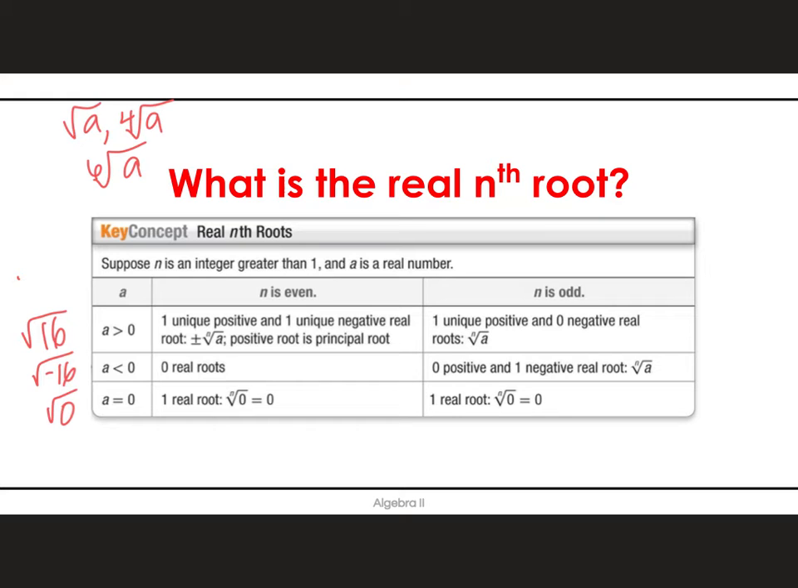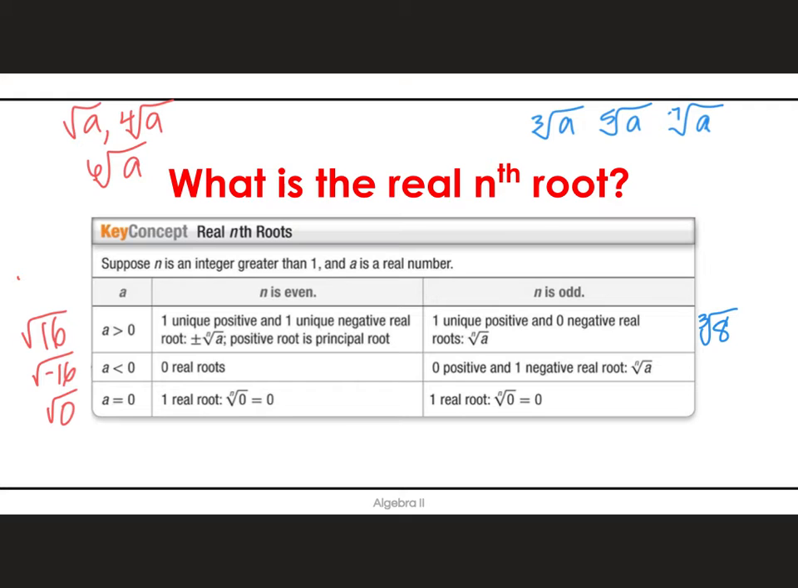So then what happens when n is odd? And so when we're talking about when n is odd, we're looking at something like the cubed root of a, or the fifth root of a, or the seventh root of a. So the n is odd. If n is odd, then any number greater than 0, we're just going to have one answer. So that's going to be something like the cubed root of 8. The only possible option is 2.